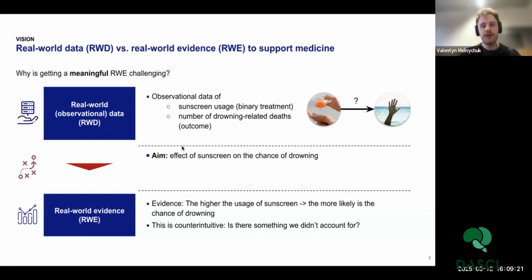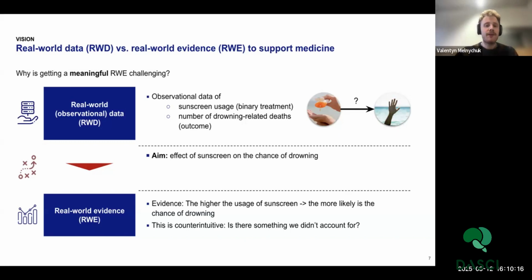For example, we might collect observational data in a very toy example. We have sunscreen usage as a binary treatment, and we want to know whether it has an effect on your probability to drown in the ocean or in the sea. So we also collect the number of drowning-related deaths. As I said, we aim to estimate the effect of sunscreen on the chance of drowning. If we just collect the raw data and do some basic statistical inference, we might think that the higher the usage of sunscreen, the more likely a person is to drown. But it goes against our own intuition. Of course, there is no causal connection here.